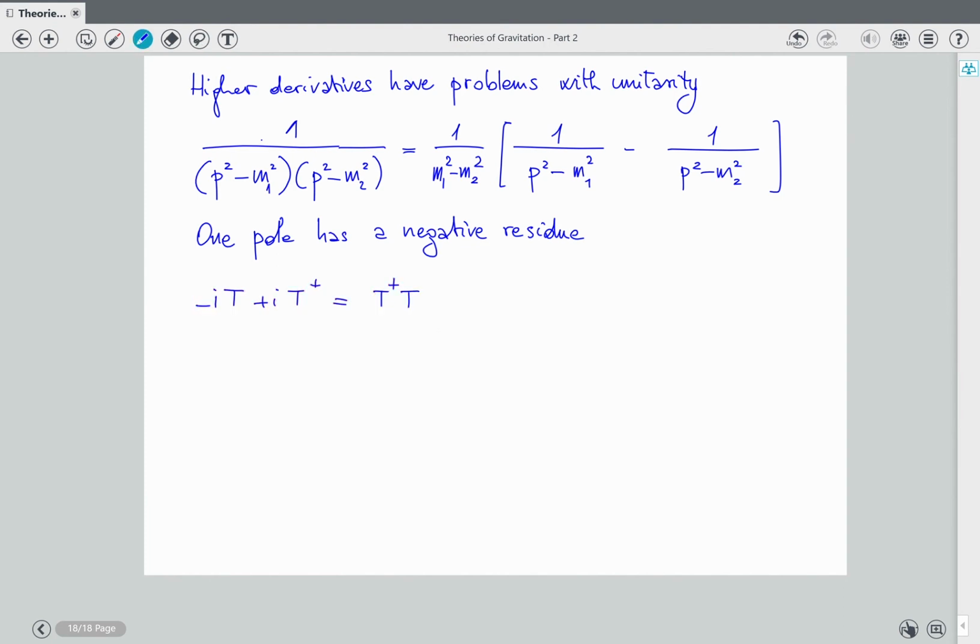Let me insert some states. Let's say we have a Fock space. We are expanding around flat space, so we will have a Fock space. We call it W. And you have, let's say, alpha or beta states belonging to W.